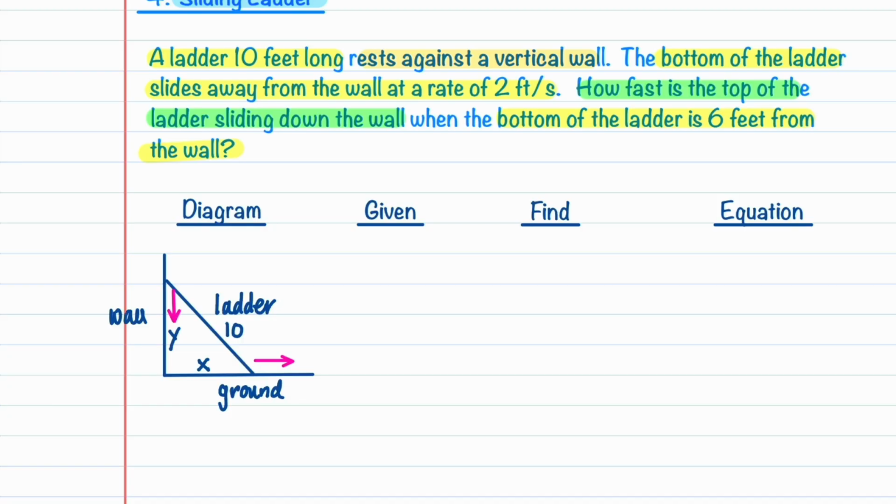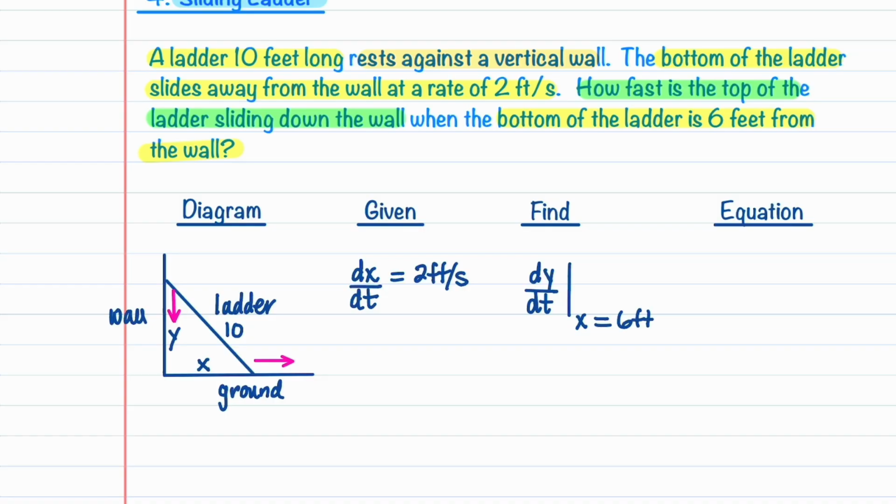Now let's see what we're given. We are told that the bottom of the ladder slides away from the wall, so that means dx/dt is changing with respect to time at a rate of 2 feet per second. And we want to find how fast the top of the ladder is sliding down the wall. That means that y is changing with respect to time, and that's when the bottom of the ladder is 6 feet from the wall. So that's when x is equal to 6 feet.